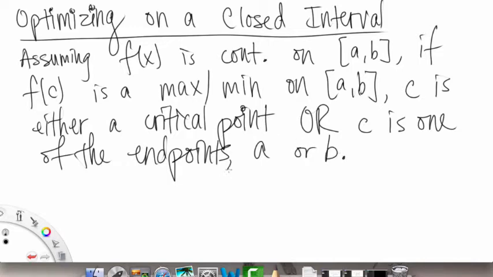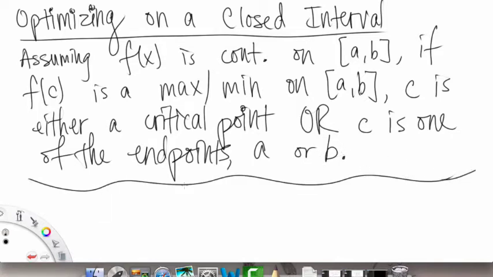Alright, this is an important part. Basically, it's saying that when you have a maximum or a minimum on an interval, let's say you have something like this, and our interval is a to b. Here's a, here's b. We have our minimum, and we can see a minimum here, so that's c. That's at a critical point where the tangent line is horizontal.